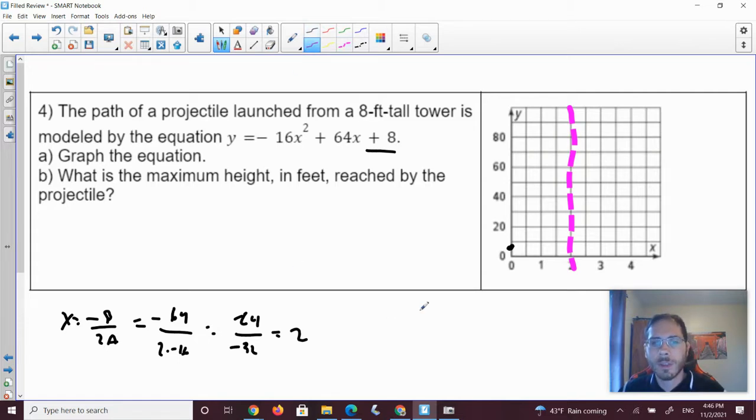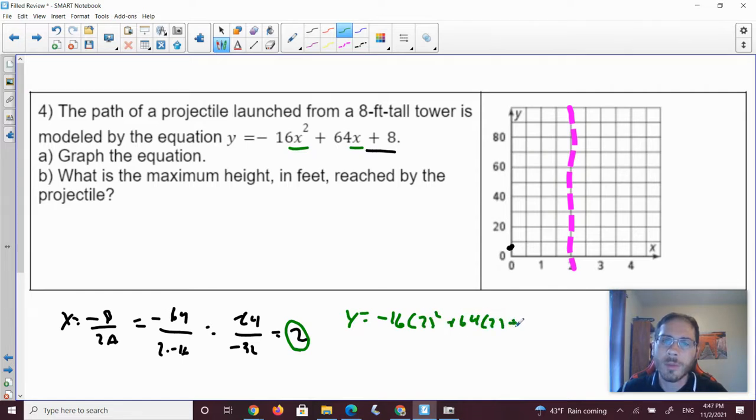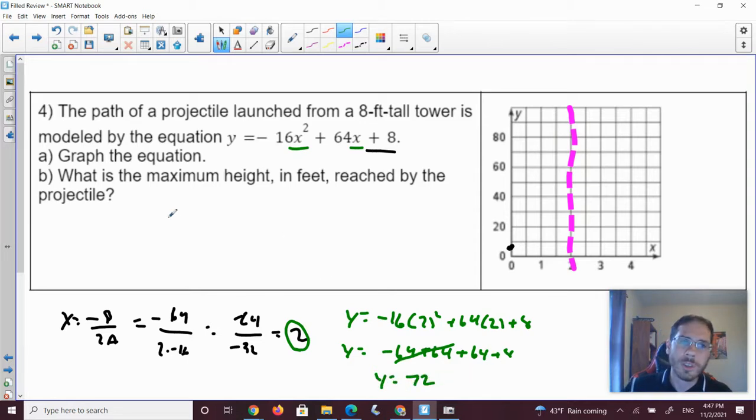Let's actually figure out what that is. What we're going to do is plug the 2 in for these two x's. So y equals negative 16 times 2 squared plus 64 times 2 plus 8. Well, 16 times 4 is 64, so that's negative 64. 64 times 2 would be 64 and another 64, and then plus 8. So I know those are going to cancel, which means we're going to get 72. Well, I guess we've answered that question. The maximum height is going to be 72 feet.